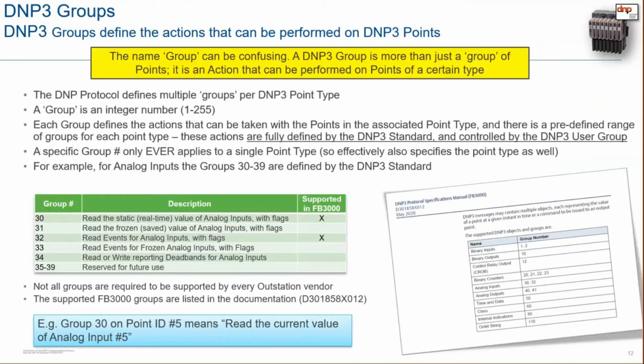So to summarize this, group 30, for example, performed on point ID 5, means read the current value of analog input 5. We're going to come back to that in the refresher, but really by specifying just the group number and the point ID 5, that tells the RTU we would like to read the current value, the static value, of analog input number 5.